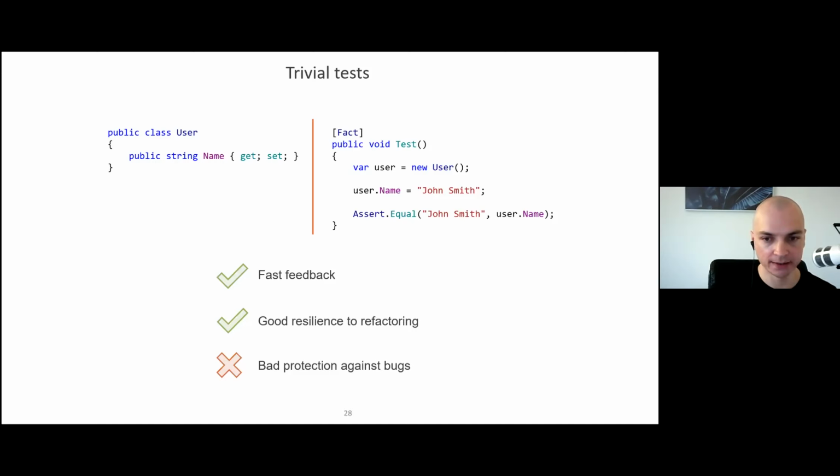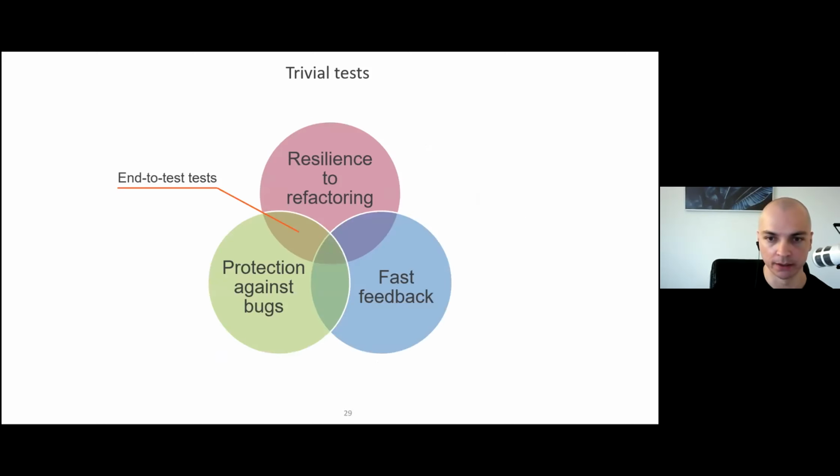The benefit of this test is that it is quite fast, and it also provides you with good resilience to refactoring, but it doesn't give you protection against bugs, simply because there is not much room for bugs in the code on the left, because it's quite simple, and there's not much point in covering that code. And so if we show our diagram again, we can put trivial tests in the intersection between these two components. They have good resilience to refactoring, fast feedback, but they don't give you protection against bugs.